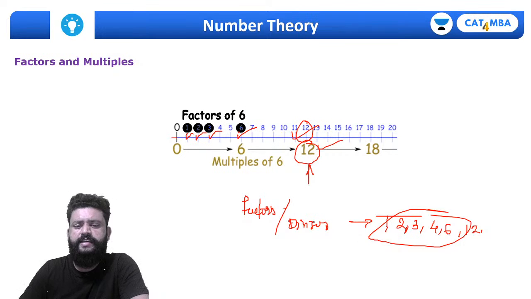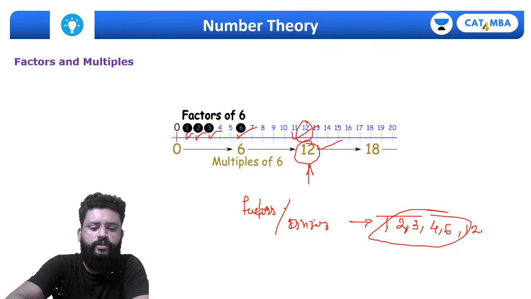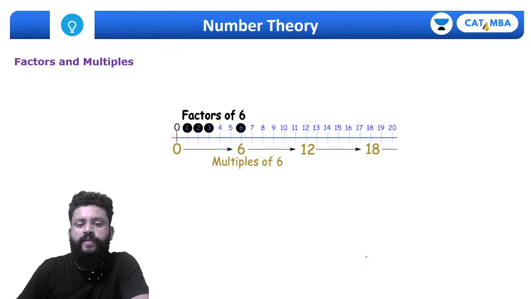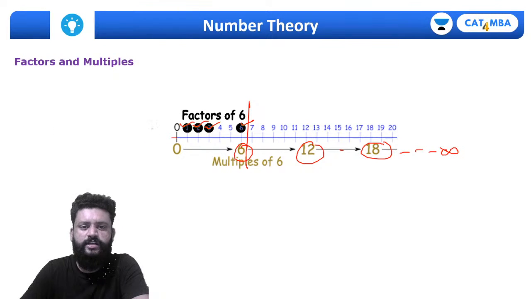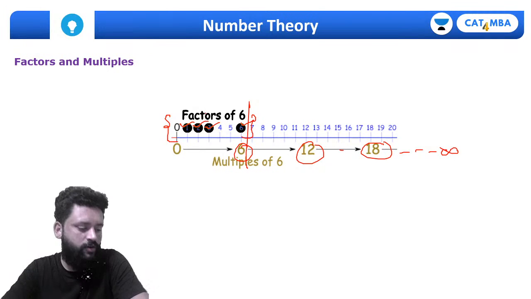या फिर यहाँ पे 6 के लिए लिखा है, I'll talk about 6 only, just a minute. Factors of 6 is 1, 2, 3 and 6, and multiples of 6 में क्या आएगा? 6, 12, 18. मल्टीपल्स इनफाइनाइट रहेंगे, फैक्टर्स हमेशा लिमिटेड रहेंगे. फैक्टर्स, a number itself is always a factor of itself.